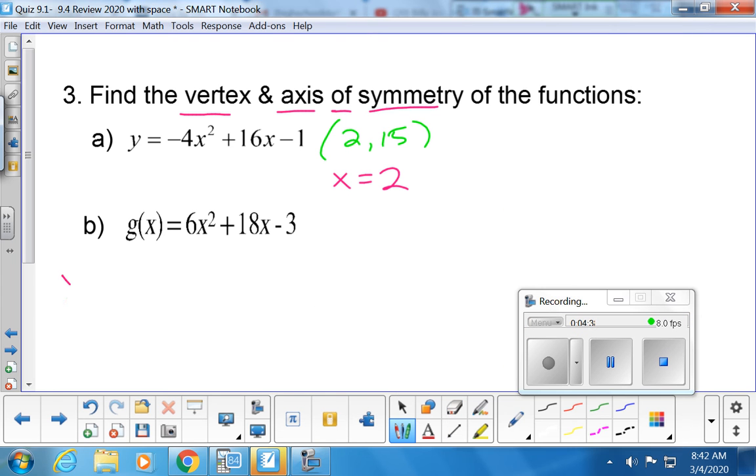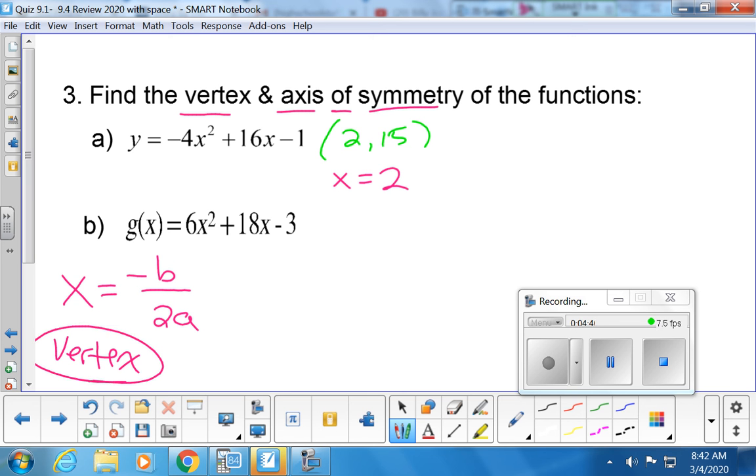Our vertex formula is x equals -b over 2a. And that vertex formula is going to be on the board. It's not something you're going to need to memorize. It's right up here where it says standard form of a parabola. If it's too small, I'll give it to you on a little slip of paper tomorrow. I've actually already copied it onto little slips of paper.